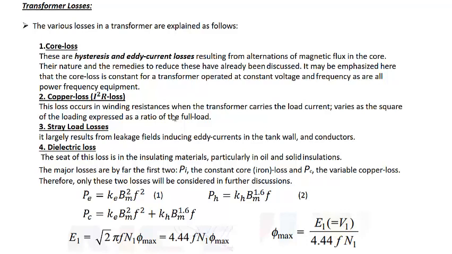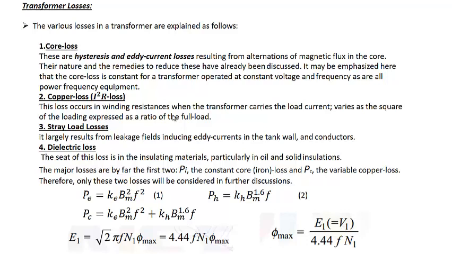The third is the stray load losses. Usually they are very small and are usually neglected. These losses result due to the leakage flux, which may induce eddy currents in the body of the transformer, known as the tank, and also in the conductors itself. So these result in extra power losses, but they are usually very small and we neglect them. The last one is the dielectric loss. These losses take place in the insulating material, particularly in the oil and solid insulations.